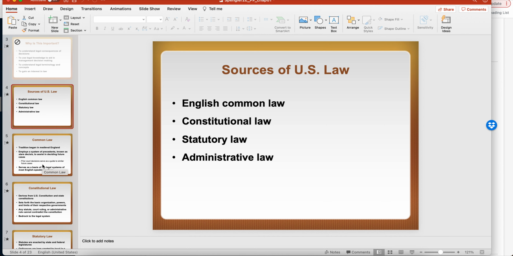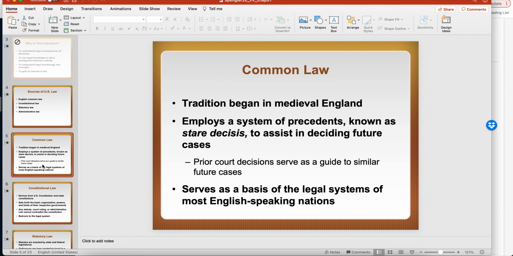So in this chapter, the sources of U.S. law that are discussed are the English common law, constitutional law, which is derived from the U.S. Constitution, statutory law, and then administrative law. So some different examples you're going to see in here. The common law is just dating back to medieval England. Basically, it's the primary legal system for most English-speaking nations. It's kind of like what set up the court system and trial and so forth.